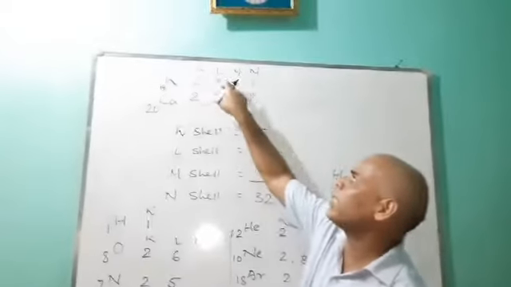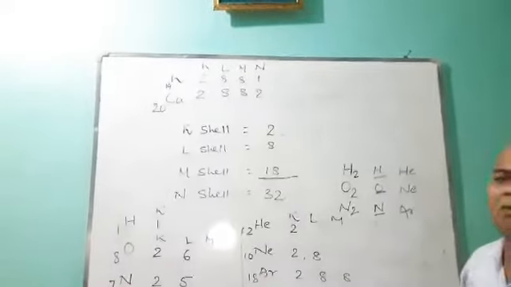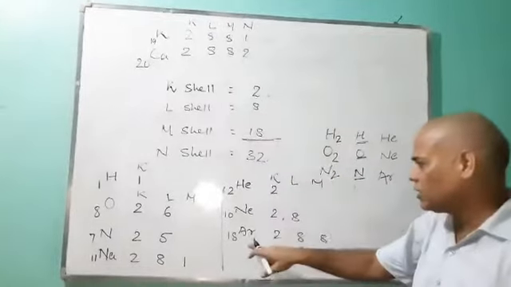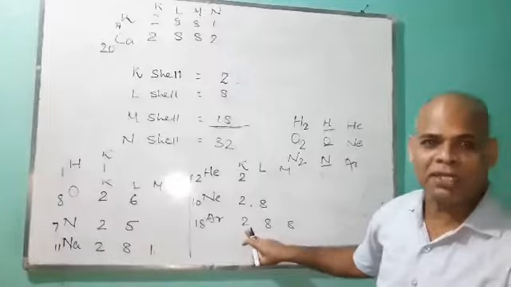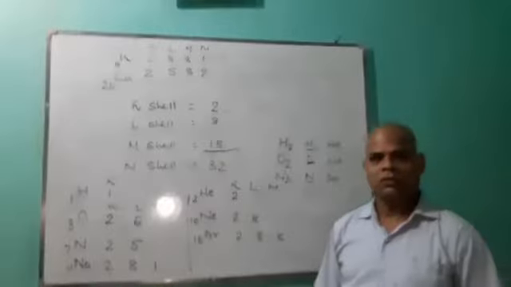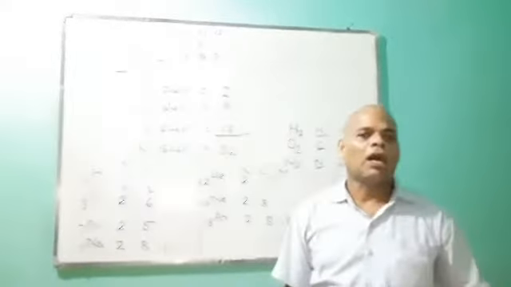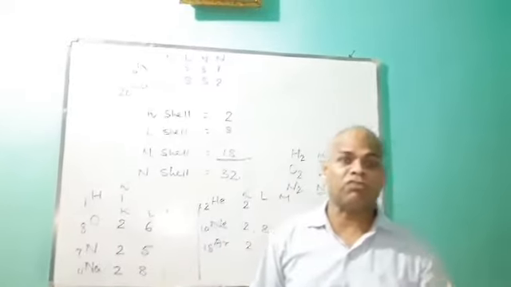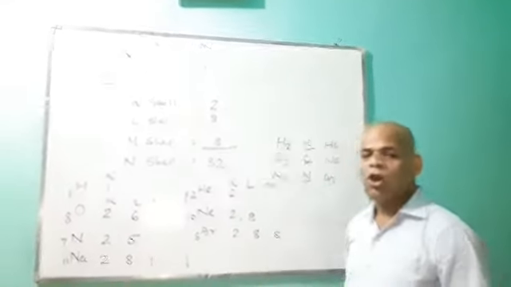Potassium has 2, 8, 8, 1. It has a dream to achieve the electronic configuration of argon. Calcium 2, 8, 8, 2. It has a dream to achieve the electronic configuration of argon. So these elements have a dream to achieve either a duplet or an octet.